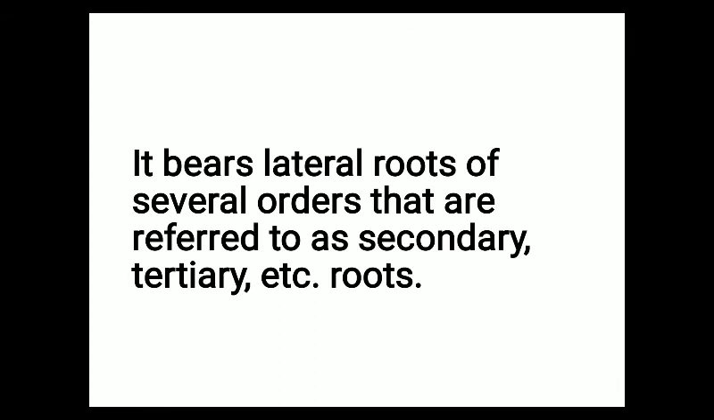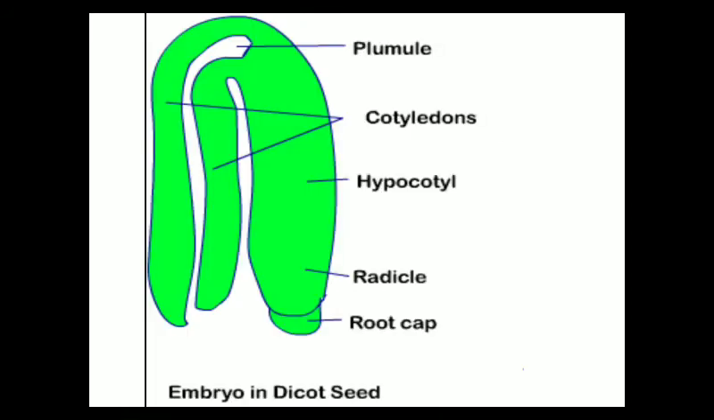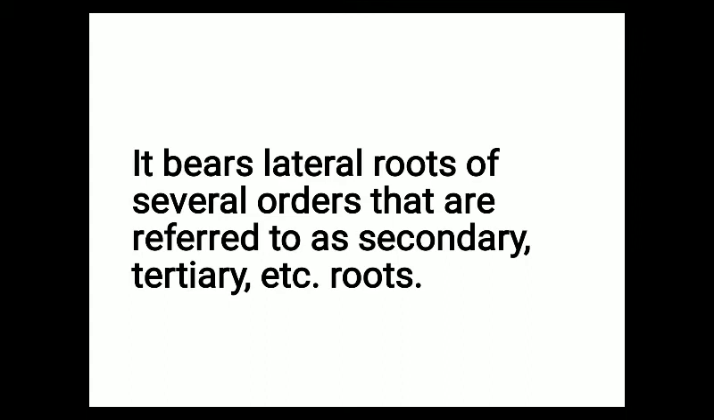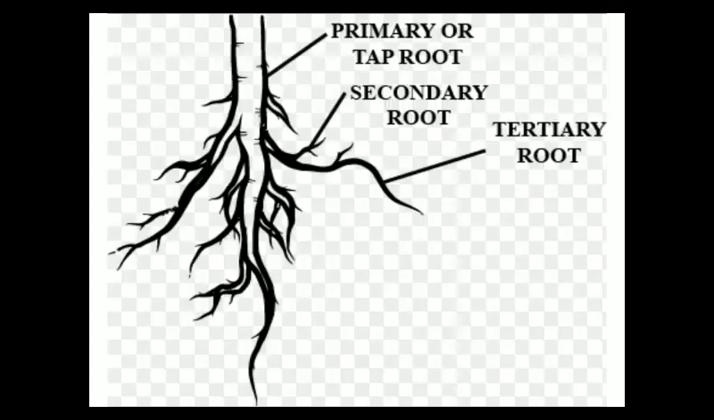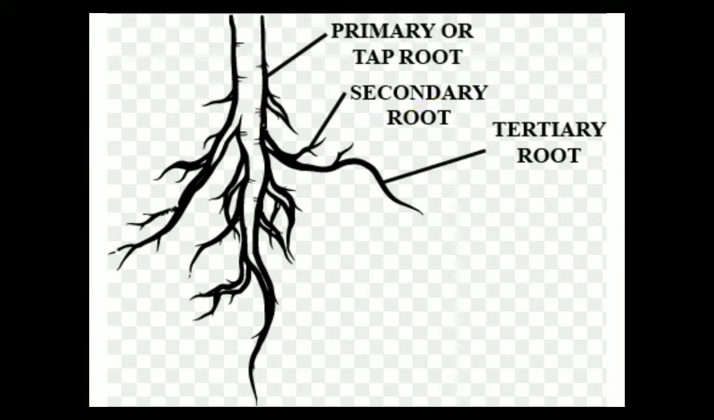So the primary root bears lateral roots of several orders that are referred to as secondary and tertiary roots. So finally in dicot plants the formation of root takes place from the radicle, and this primary root further differentiates and gives rise to the secondary and tertiary roots. So in this diagram it is clearly shown here. This particular structure is the primary root which gives rise to the secondary root, and from the secondary root the tertiary root will arise.